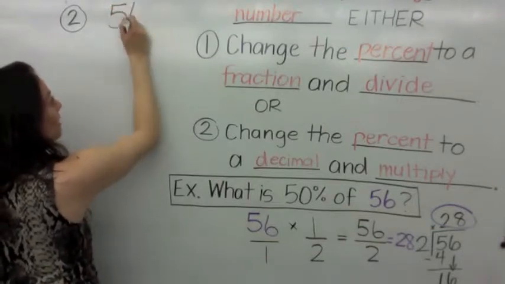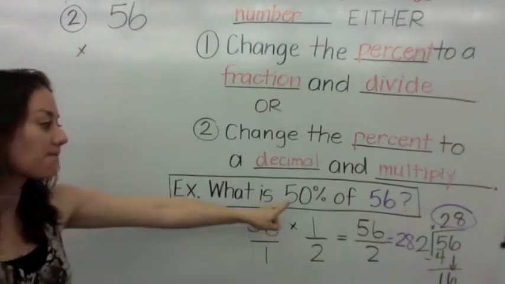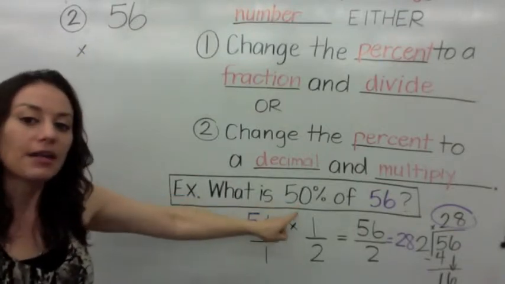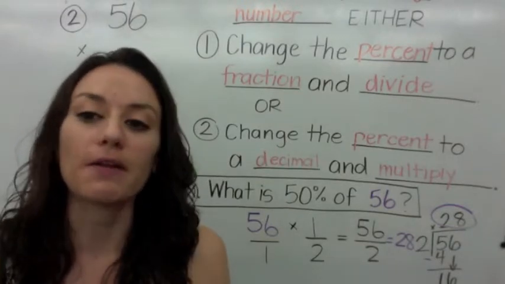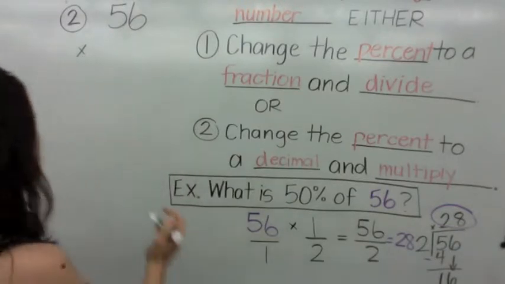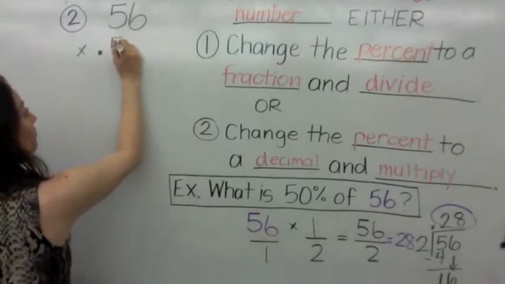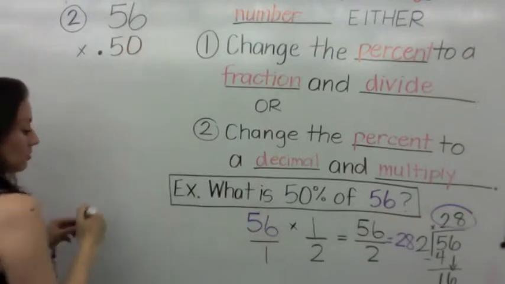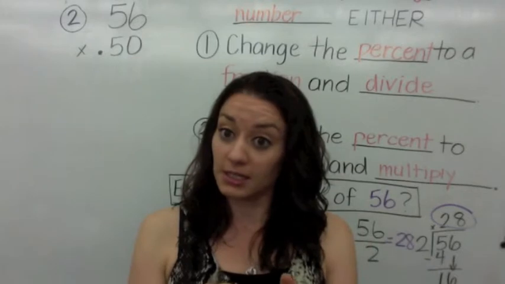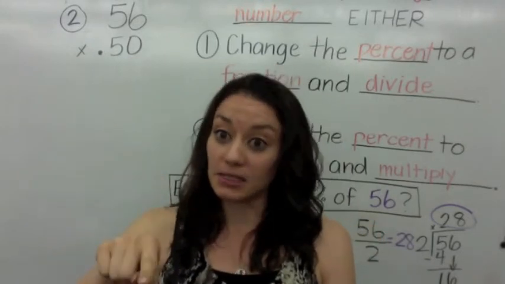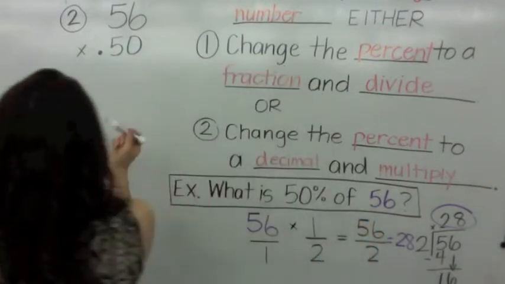I'm asking you, what is half of 56? I'm going to multiply it not by 50. How do you change 50% into a decimal? How do you write 50 hundredths? What do you need? You need a decimal that comes first, then you write 50. Remember how to do that? So in your calculator, if you're going to use your calculator, you would write 56 multiplied by decimal 50. That would be 50% of 56.